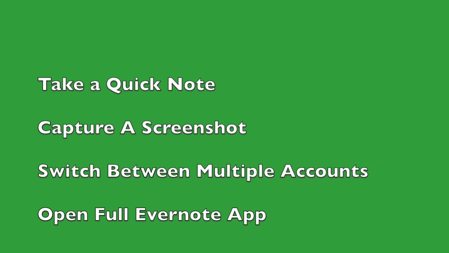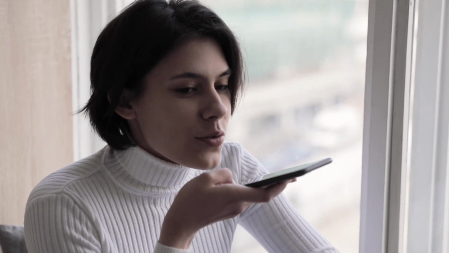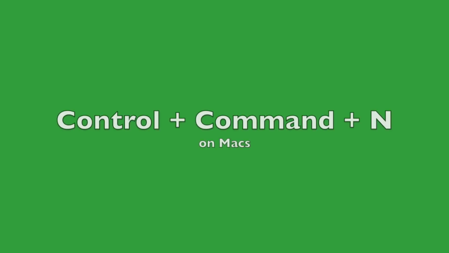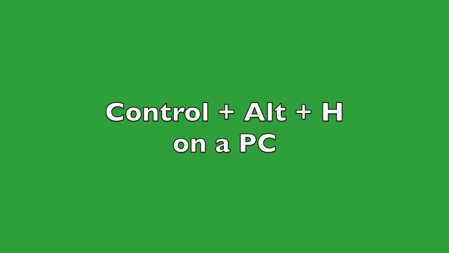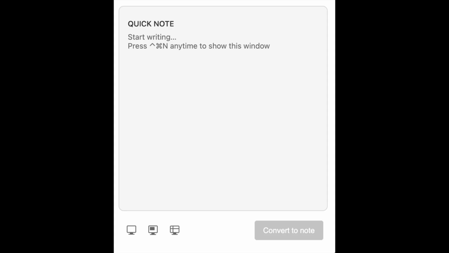So let's say you're on a phone call and you think of something you might want to write yourself a note to remind you of the thought. Well, you open Evernote Helper, and all you do is hit Control-Command-N on a Mac or Control-Alt-H on Windows on your keyboard, and the helper will open, as you can see it here.